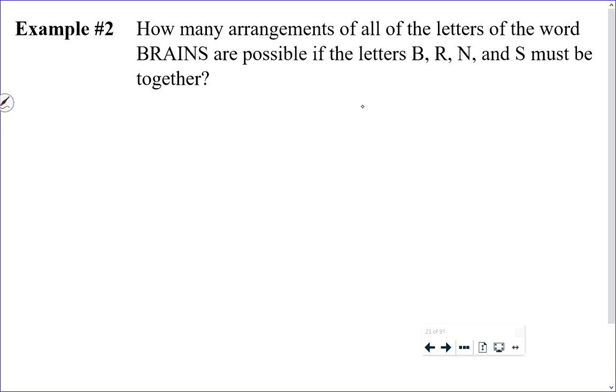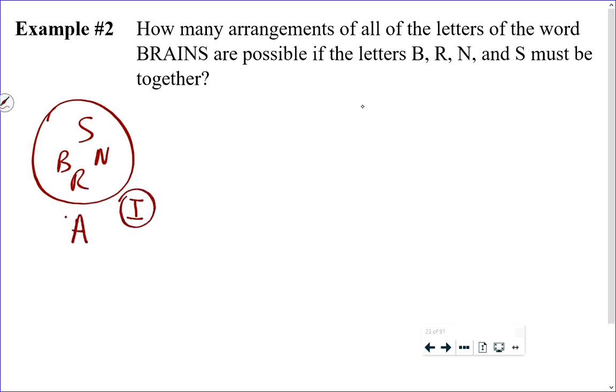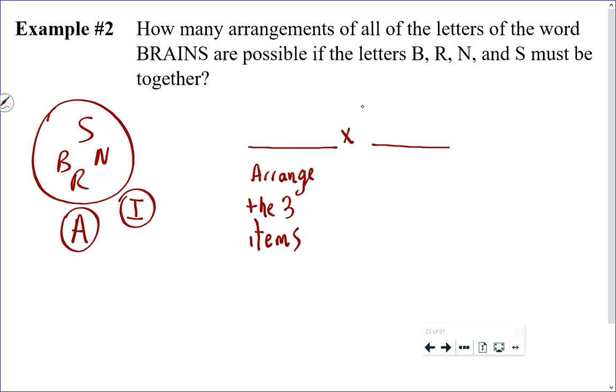What we are doing is we are arranging these 1, 2, 3, 4, 5, 6 items, but we're doing it this way. We're treating this as a single item, BRNS, and we're treating the I as a single item and the A as a single item. 1, 2, 3, 4, 5, 6. And if I want to arrange or write all of the arrangements, there's 2 things I need to do. Bobby Bear needed to put on a pair of pants and a shirt. I need to arrange the 3 items. There's 3: A, I, and the BRNS.